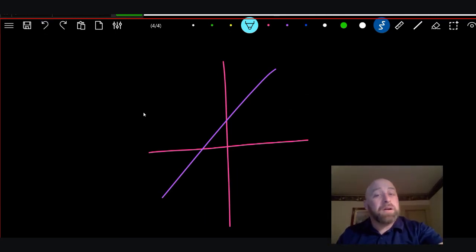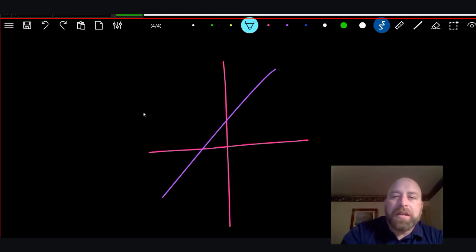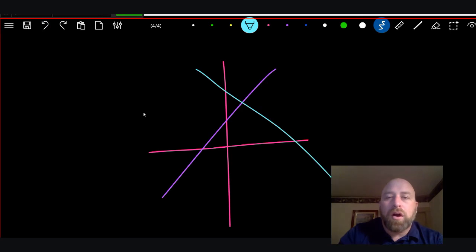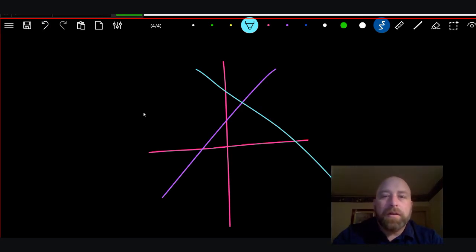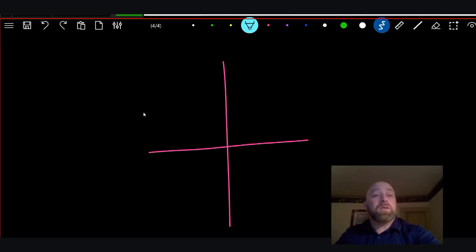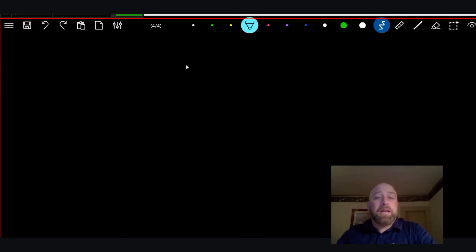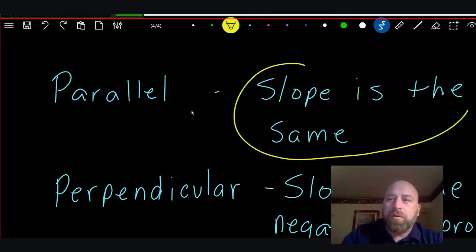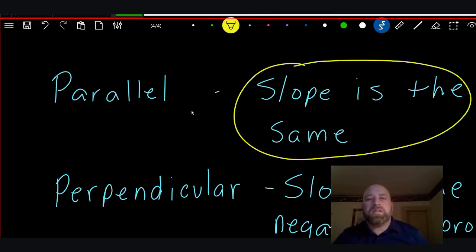That's parallel. Well, what is perpendicular? Perpendicular means that the lines will cross at a T shape. Okay, so in other words, they form a 90-degree angle right there. All right, so that's what we're talking about. We're talking about parallel and perpendicular lines. Now, with parallel, you need to know that the slope is always going to be the same. The slope will be identical.